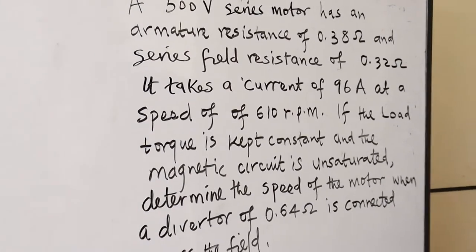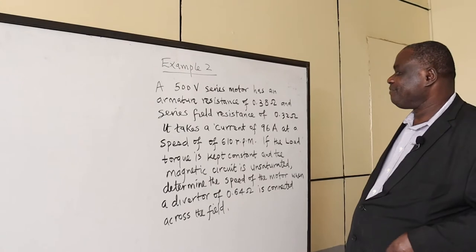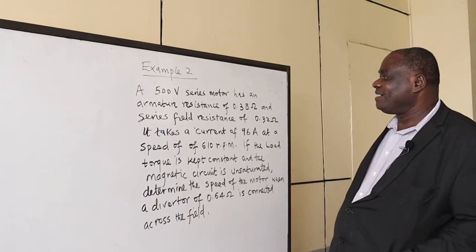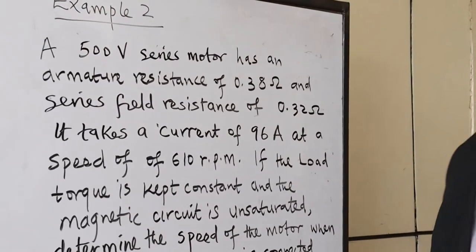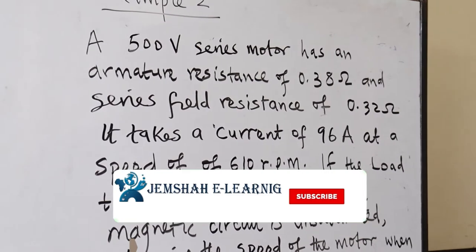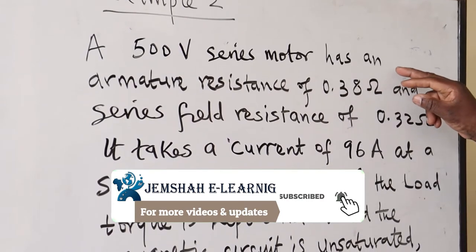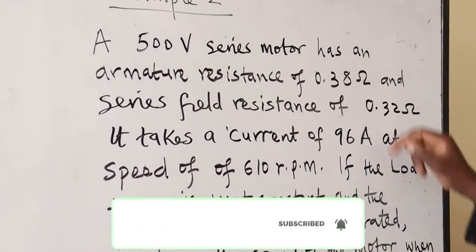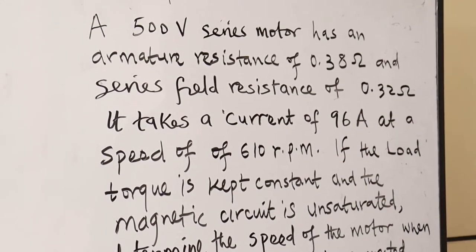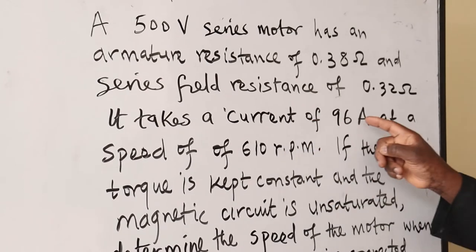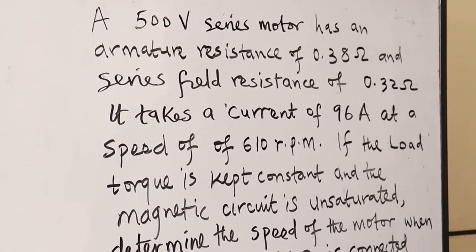So today let's tackle an example on speed control of a DC series motor. Example two entails where a diverter is connected across the field circuit. In our example two, we have a 500-volt series motor with an armature resistance of 0.38 ohm and a series field resistance of 0.32 ohm. It takes a current of 96 amps at a speed of 910 RPM.